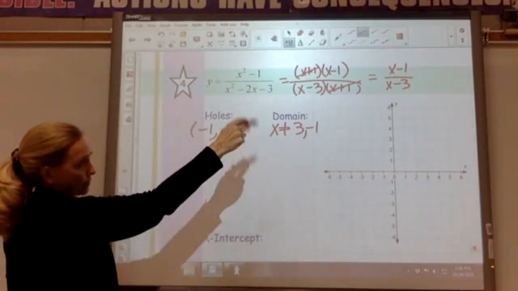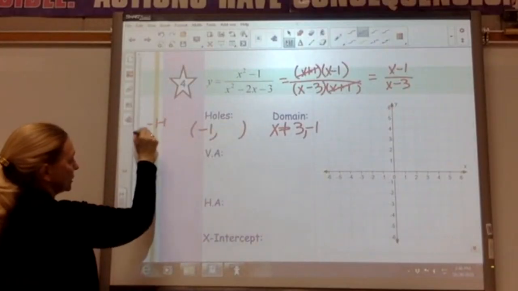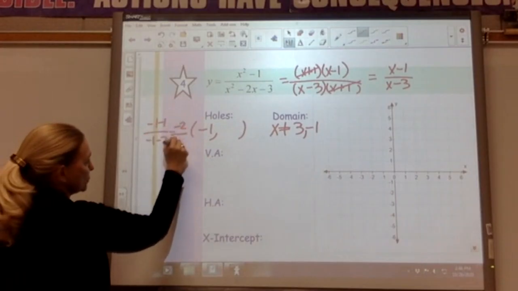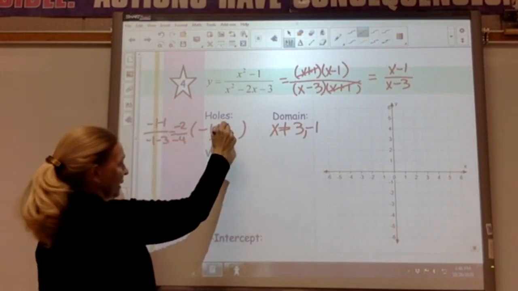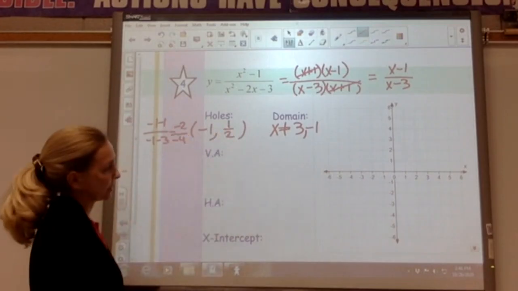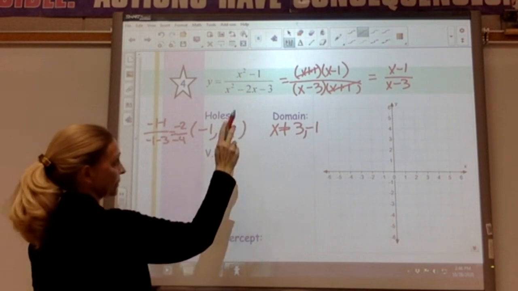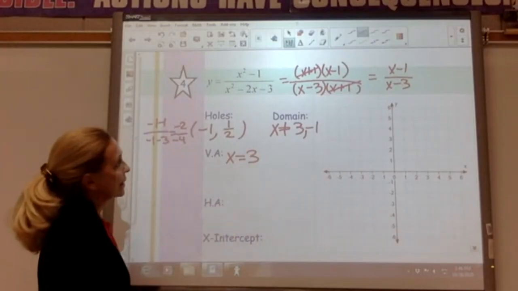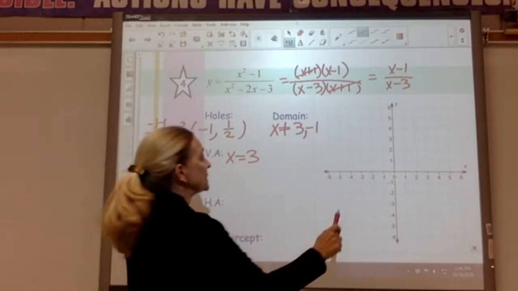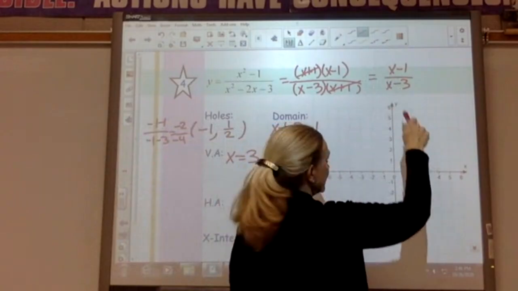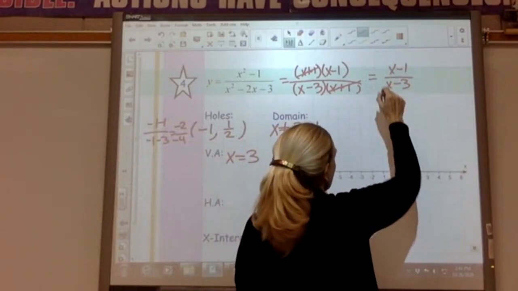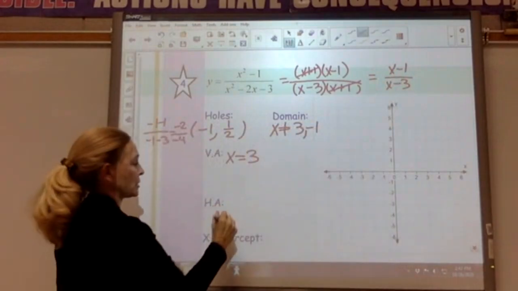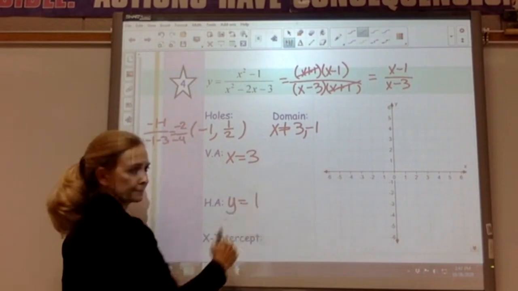Now, if I take negative 1 and plug it in, I'm going to have negative 1 minus 1 over negative 1 minus 3. This is negative 2 over negative 4, which is a positive 1/2. Right, so that's the hole. The vertical asymptote is just x equals 3. Horizontal, all right. These have the same degree, right? Or to the first power. So it's the ratio of the leading coefficients. So this is 1 over 1. So this horizontal asymptote is y equals 1.